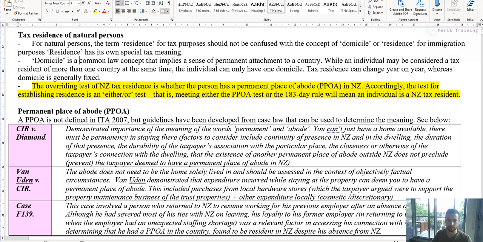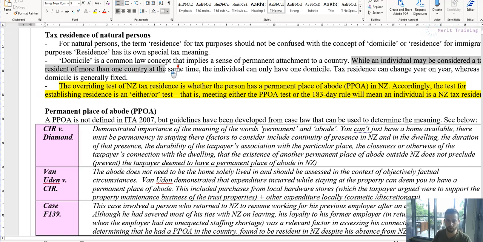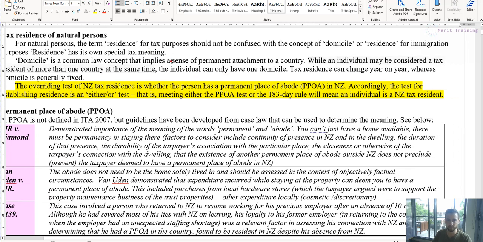And domicile is one of those grey area terms which the courts have determined the definition to be. So basically, what the courts have determined is that an individual can be a tax resident in more than one country at any time. So you can be an Australian resident and New Zealand tax resident, but you can only have one domicile. So tax residents also can change year on year, whereas domicile is generally fixed.